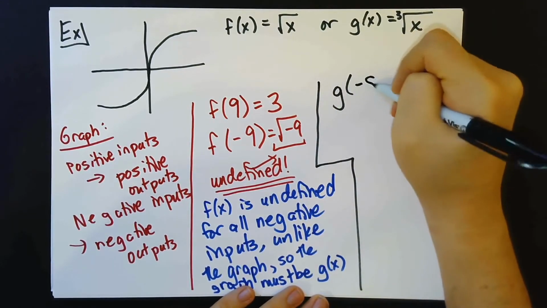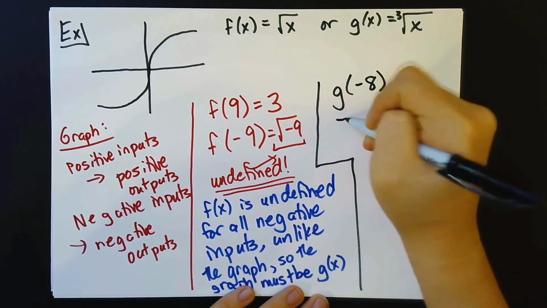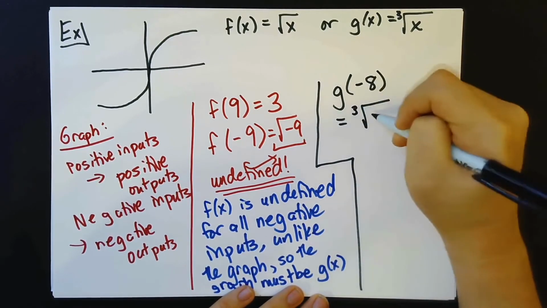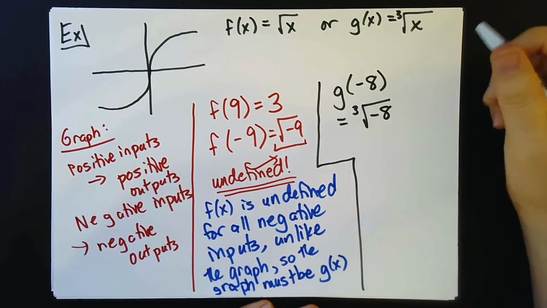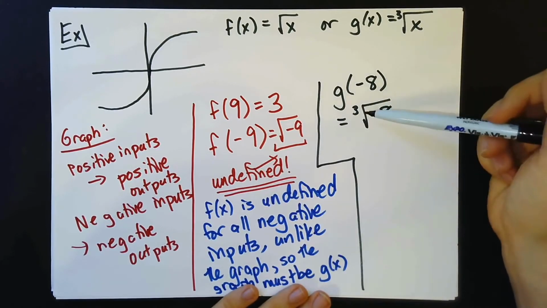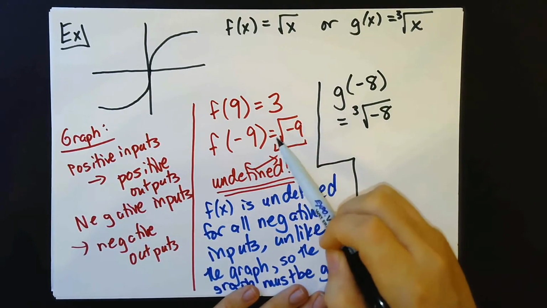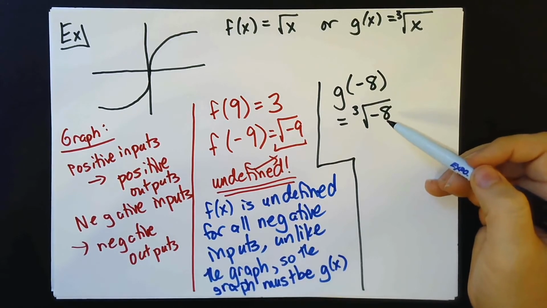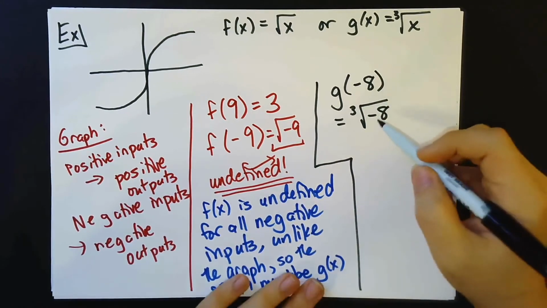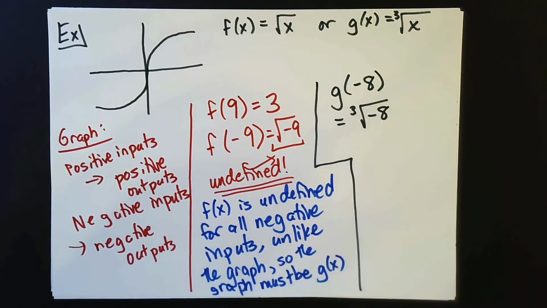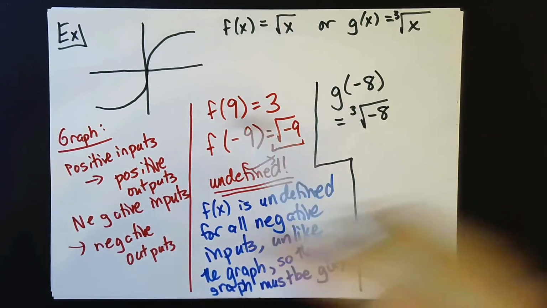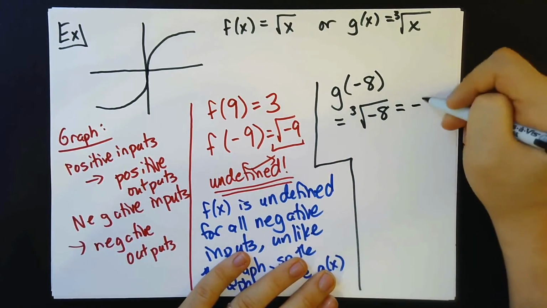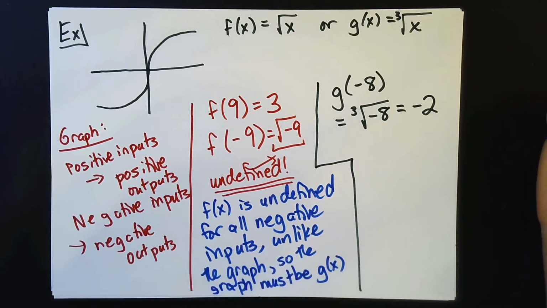In this case, I'm going to take negative 8. It'll give me the cube root of negative 8. And it's really tempting, because square roots of negative numbers don't exist, to just assume that this is undefined. But it's not, because what is the cube root really asking you for? The cube root is asking you for a number whose cube is, in this case, negative 8. And so negative 2 is, in fact, such a number.